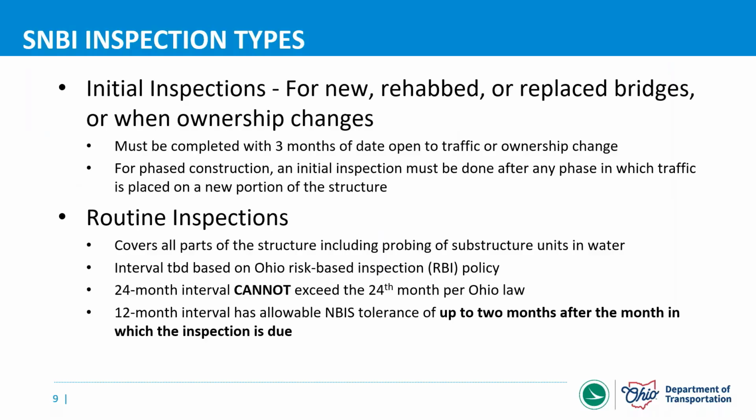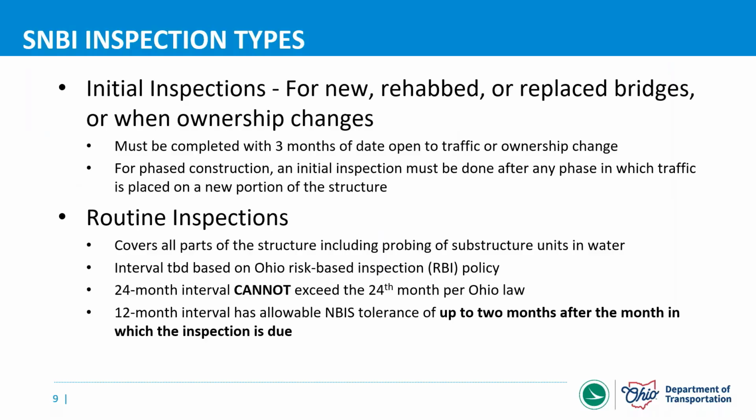The inspection intervals are to be determined based on the Ohio RBI, or risk-based inspection policy. That should be nothing new to you all. That is detailed in chapter 4, what the qualifiers for an Ohio 12-month or 24-month routine inspection are. A 24-month routine inspection interval cannot exceed 24 months per Ohio law. So in a few slides, I'll talk about interval tolerances that have been defined by FHWA and the new NBIS. But we have to remember that Ohio law will supersede if it's more restrictive.